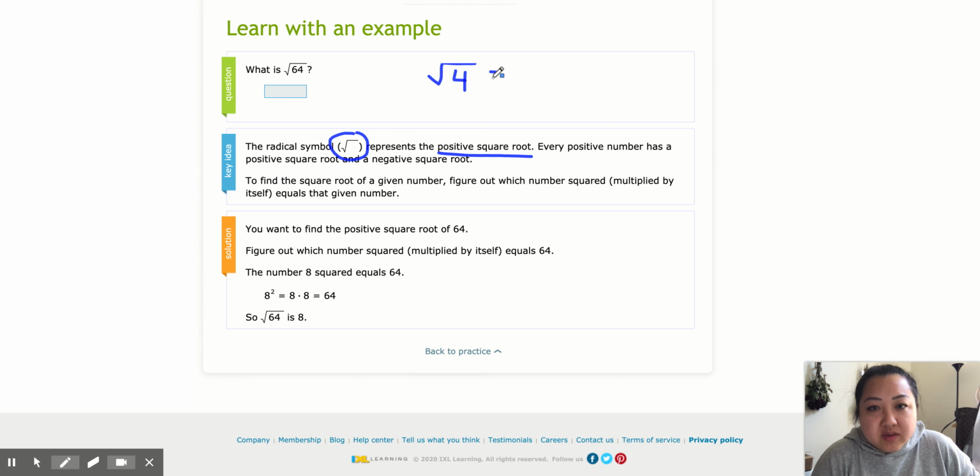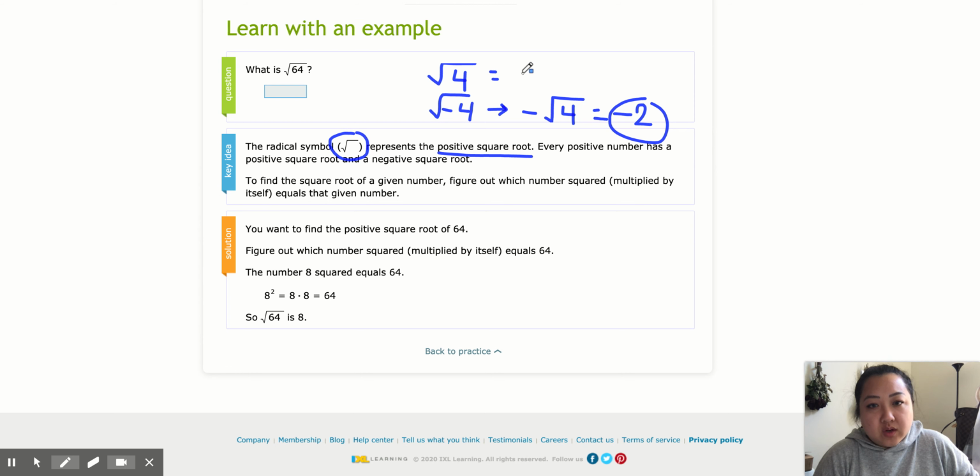You might have an example that says the square root of -4. If that's the case, you need to change it to the negative sign outside of the radical sign so that it's the square root of 4. And if that's the case, then it equals negative and then whatever the square root of 4 is, which is 2. So the answer would be -2. Up here, we just have the square root of 4. So the answer is just 2.